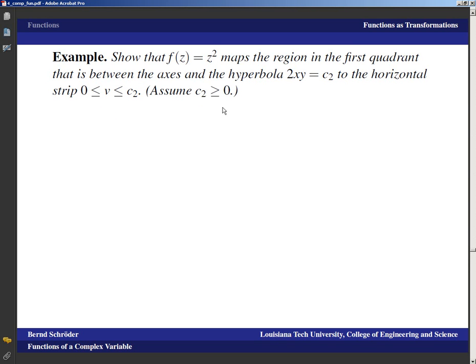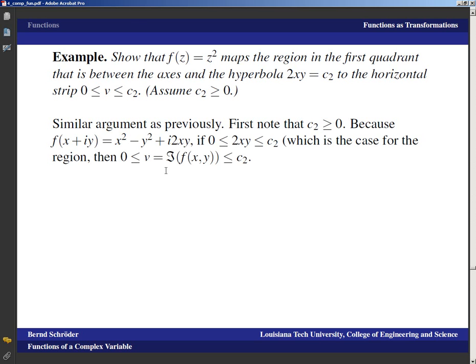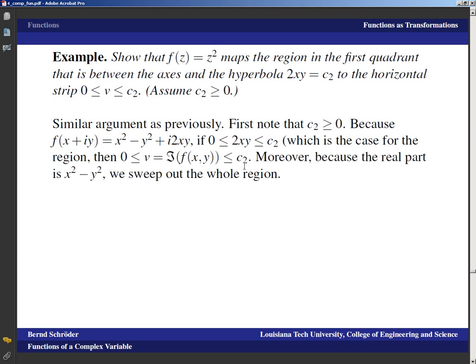And basically we assume that c2 is greater or equal than 0, otherwise, of course, this part wouldn't make sense. All right, so the argument is similar to the previous argument. We first note that c2 is greater or equal than 2, and greater or equal than 0. And so because f of x plus iy is x squared minus y squared plus i times 2xy, if 0 is smaller or equal than 2xy is smaller or equal than c2, and that is the case for this region, right, between the axis and the hyperbola 2xy equals c2, then we have that 0 is smaller or equal than the imaginary part, which is smaller or equal than c2.